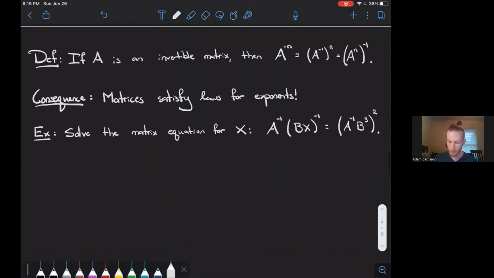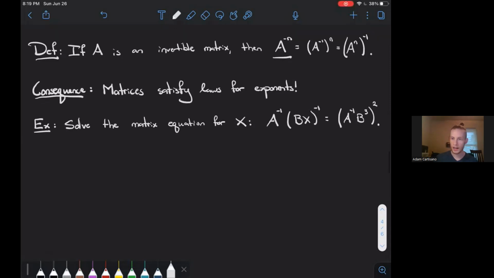Oh, by the way, this is kind of a cool matrix equation type thing. If A is an invertible matrix, that fifth part of our theorem lets us give the definition for A to a negative power. What you do is just compute the inverse and then raise it to that power. Or if you prefer, raise the matrix to the power first and then do its inverse. The consequence is that matrices satisfy all our laws of exponents. You can add and multiply exponents and stuff like that.